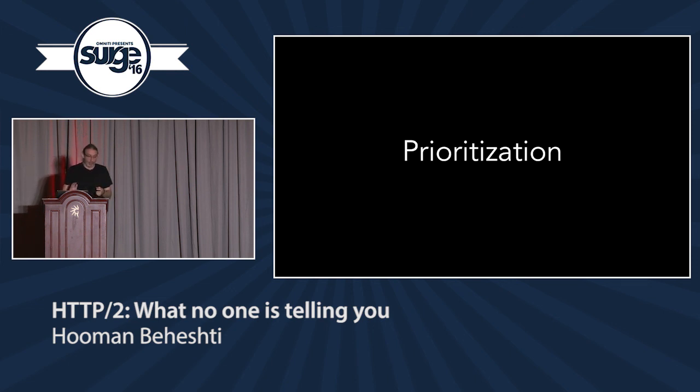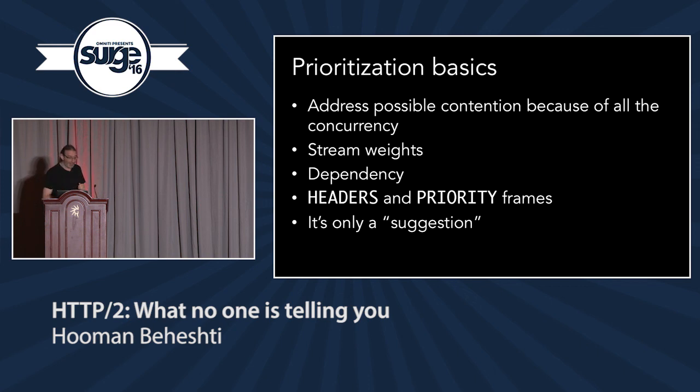Okay, one more thing. Probably not the most important, but one of the most important and definitely least understood mechanisms in H2 is prioritization, which is a new mechanism that we didn't have before. The idea is that with all this concurrency, all this stuff happening at the same time, there's going to be contention. So we have to have a framework by which a server can pick and choose what's more important and what's not.